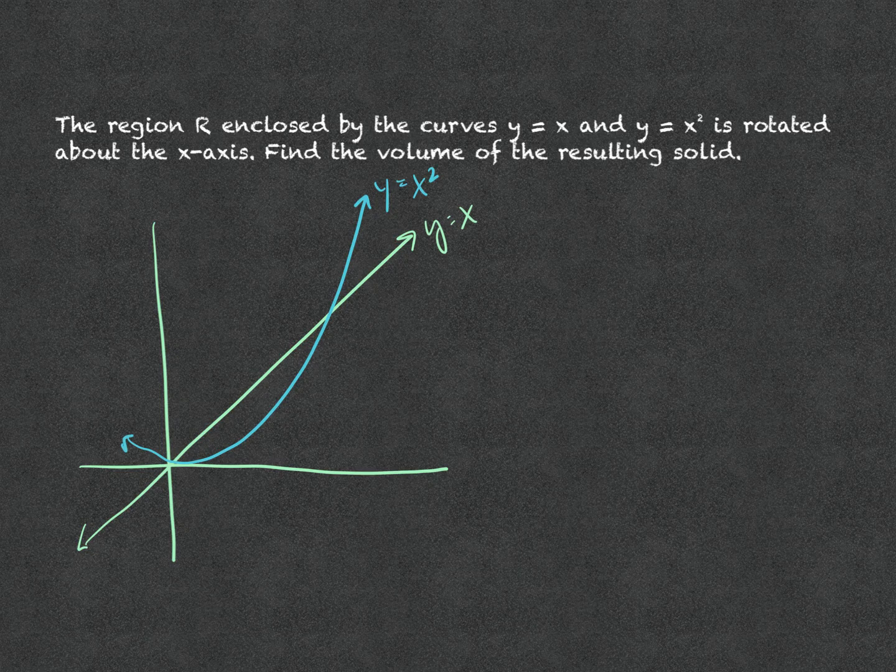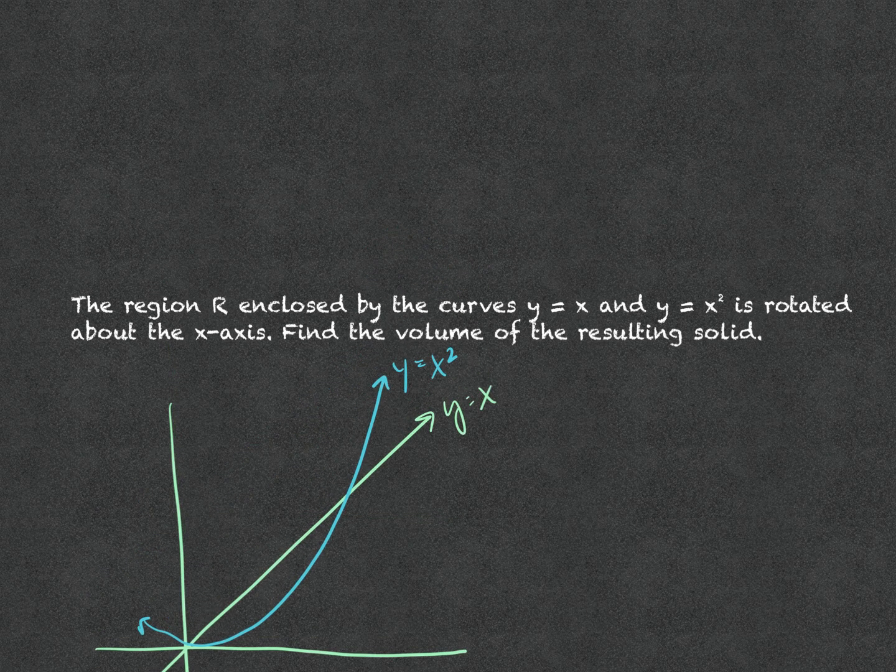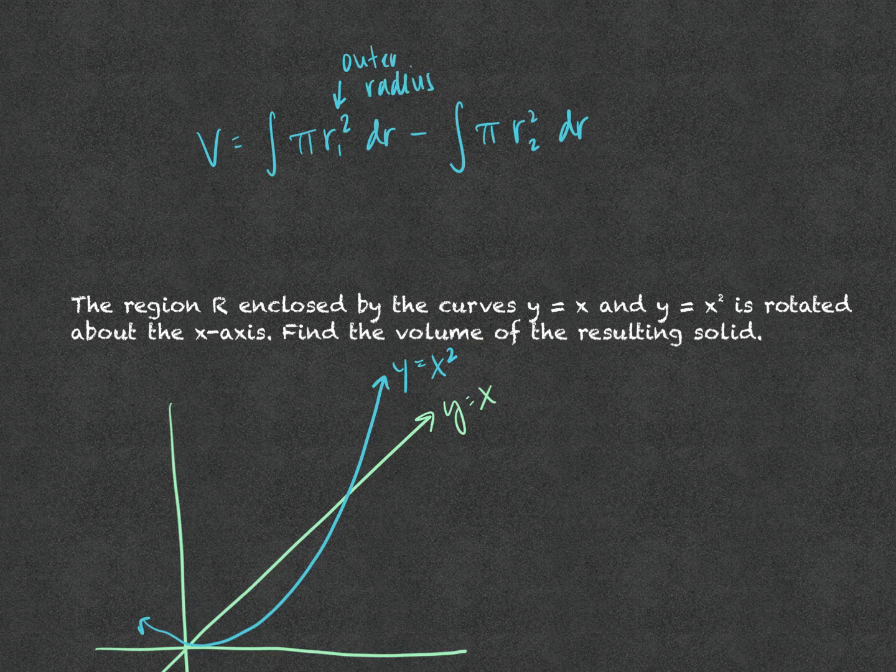So we need to make a note here. Maybe we'll come above this and say, whenever you have two volumes, we're going to subtract the volumes. So we're going to say that the volume equals the integral of pi r1 squared dr minus the integral of pi r2 squared dr. Now this is the outer radius, so it's the longer radius, and this is the inner radius, so it's the shorter radius. When you're working in terms of x, you're going to go top to bottom, top minus bottom. And when you're working in terms of y, you're going to say right minus left.